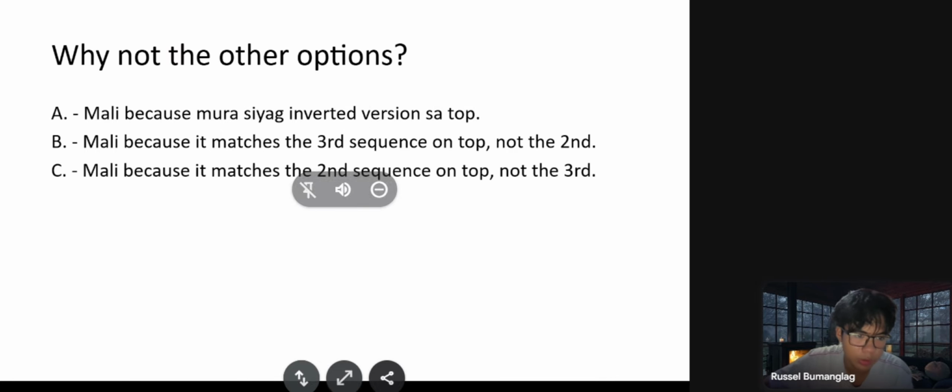So why did I choose D among the 3? In A, I feel like it's wrong because it looks like an inverted version of the top, so I'm not sure if that's right. And in B, wrong because it matches the third sequence on top, not the second, which letter B is. And in C, wrong because it matches the second sequence on top, not the third, which C is like the third at the bottom. But I don't know if that's actually how you do this, so I chose letter D because I feel like that's the most logical reasoning that I could think of for this number.